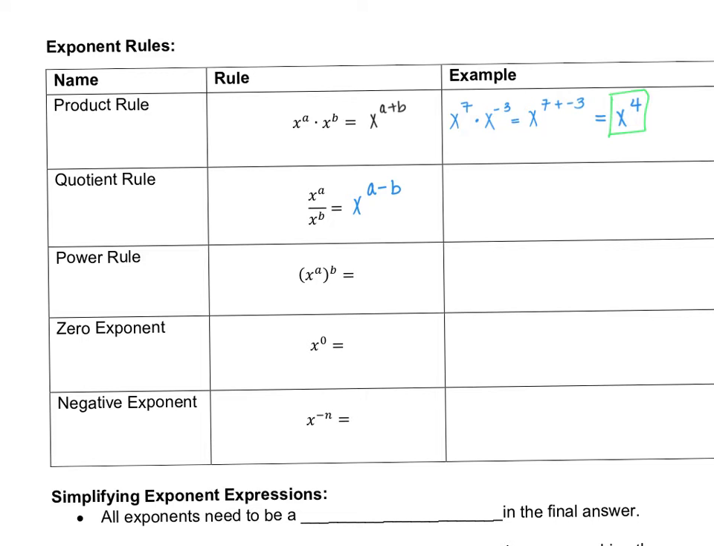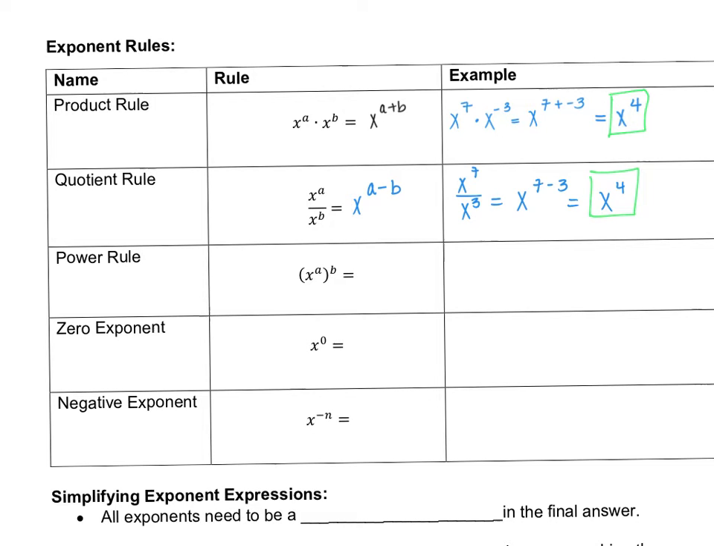And so if I were to give you a problem like x to the 7th on top, and then you have x to the 3rd power on the bottom, well then you're simply just figuring out what is 7 minus 3, which is x to the 4th as well.